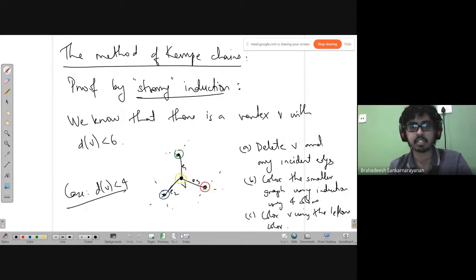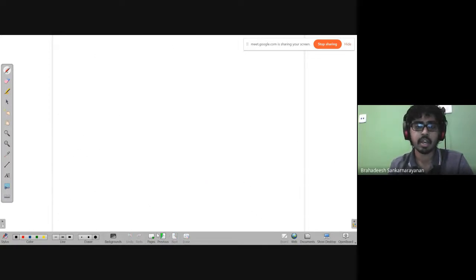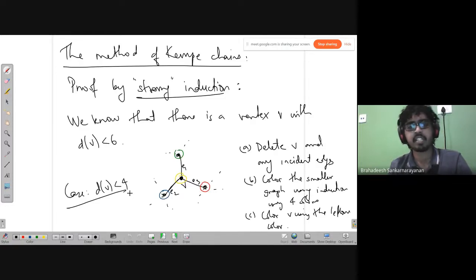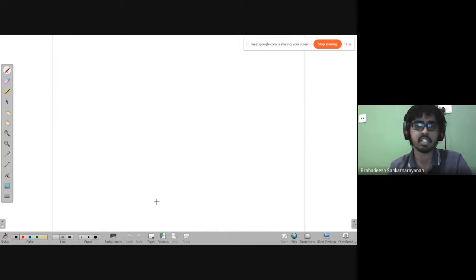Okay, so that's our induction hypothesis, and the case when degree of V is less than 4 is easily taken care of, because if it's less than 4, delete the vertex. You have a graph on n vertices that you can color using the induction hypothesis. But now when you put back V, how many colors are forbidden? At most 3. In this specific example that I have, exactly 3. But so there's still at least one color left behind, so you can color it using that color. So done. So this is an easy case.